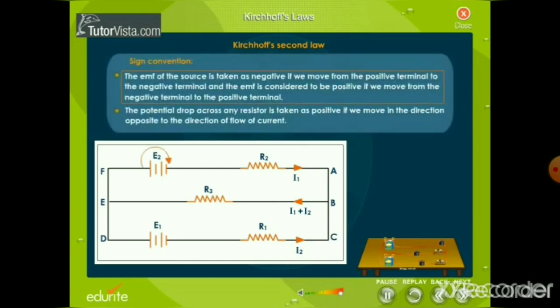According to the sign convention, the EMF of the source is taken as negative if we move from the positive terminal to the negative terminal, and the EMF is considered to be positive if we move from the negative terminal to the positive terminal. The potential drop across any resistor is taken as positive if we move in the direction opposite to the direction of flow of current, and vice versa.